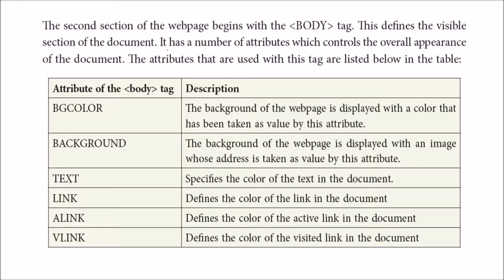Now the body tag, which is the second section. There are two sections of an HTML page, the head section and the body section. The body tag has background, that is the whole web page background. Background is used if you want to put some image on the background. Text specifies the color of the text in the document. Link is the color of the link. If you have any hyperlink, when you click it, it will take you to some other page. That is the link. Alink is the active link, which is active and you can use it. Vlink means you have already clicked it and now you revisit, so you see that color.